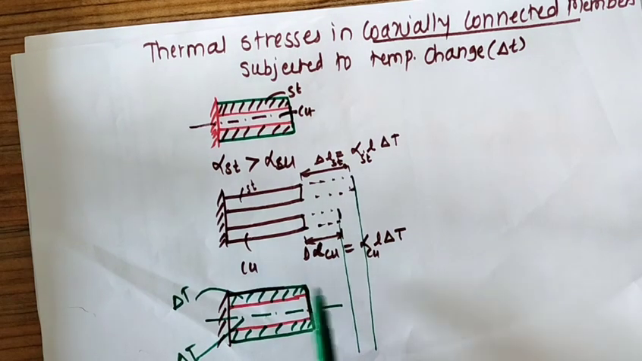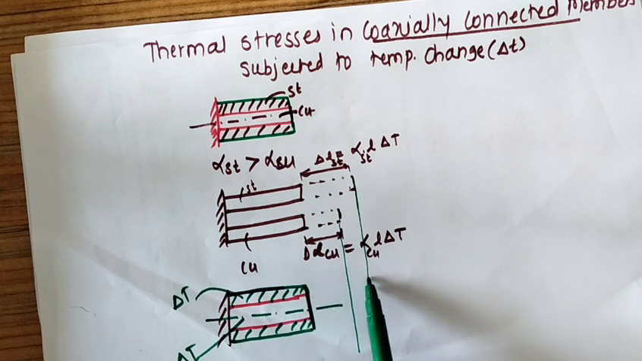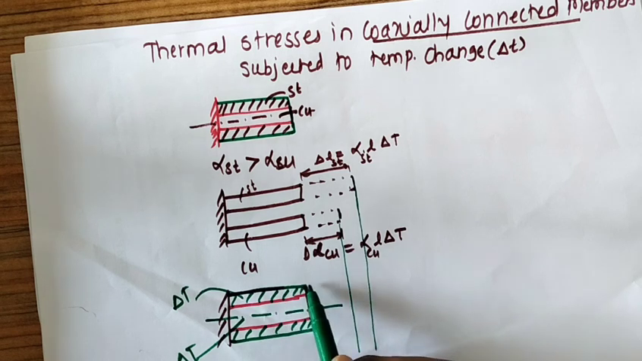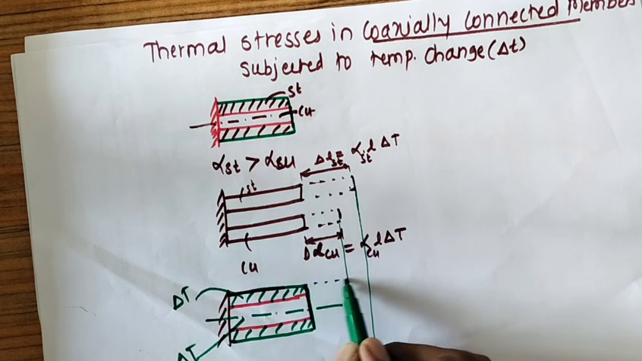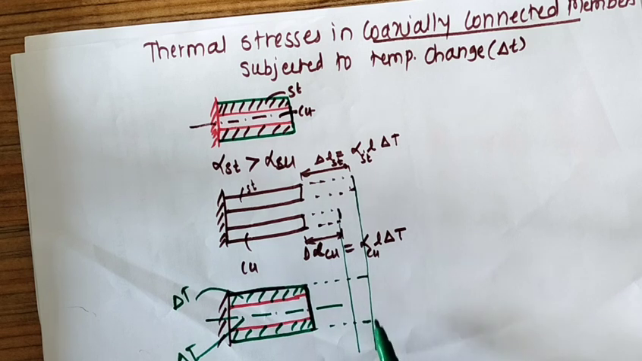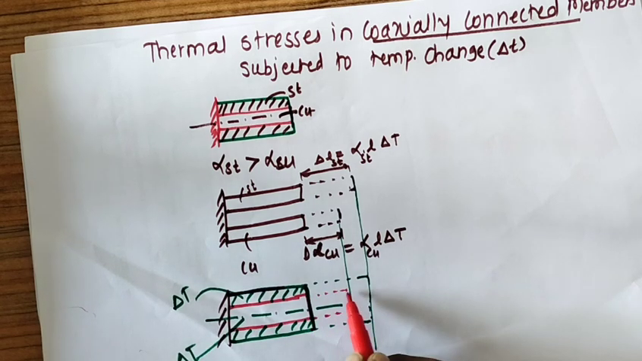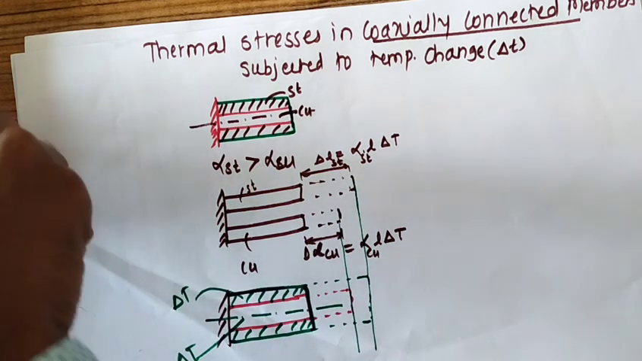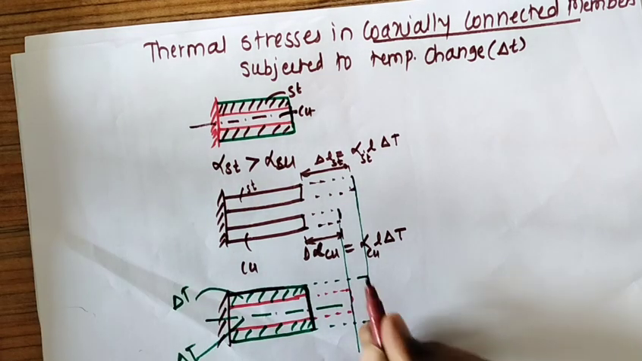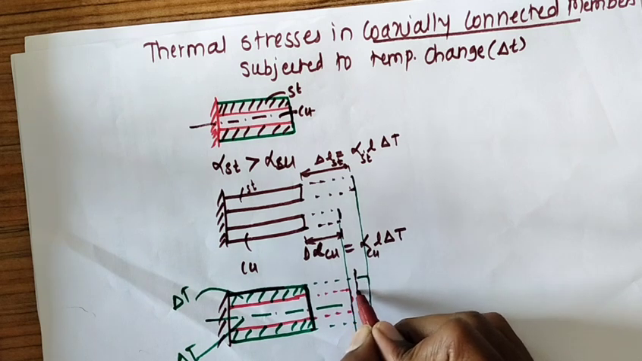But this will not happen. This entire system, the coaxially connected bars, will not expand till here or here, but will be in between. What happens? If they are free, the steel will reach up to here. So we can show it like this. This is the free expansion of steel up to here, and this one is the free expansion of copper. But now as they are connected together, they will not reach up to here or here, but it will be somewhere in between. Let's assume that they will reach here.